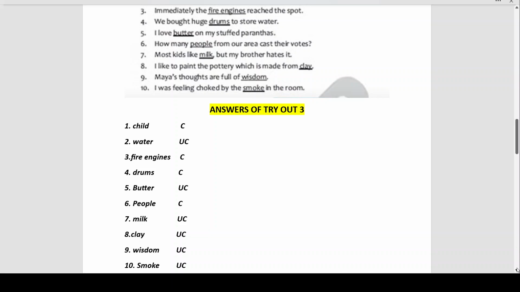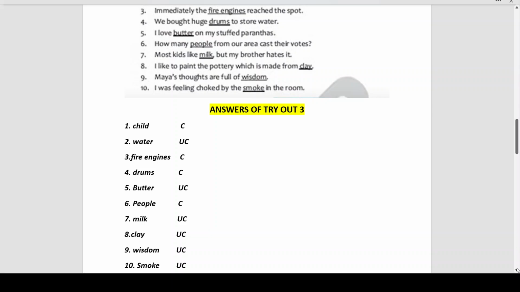Number 8, I like to paint the pottery which is made from clay. Clay is again mitti. You cannot count each grain of sand in the clay. So that is an uncountable noun. Number 9, Maya's thoughts are full of wisdom. Now wisdom here is an uncountable noun. Wisdom is an abstract noun. It cannot be counted. It can only be spoken about.